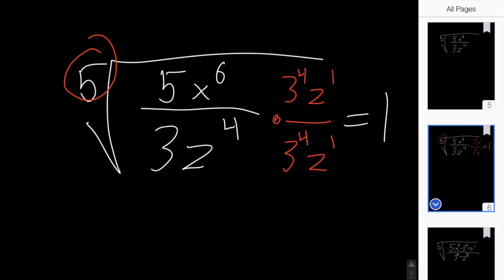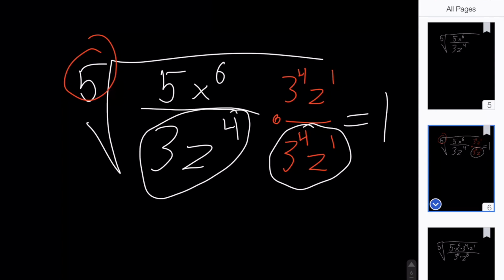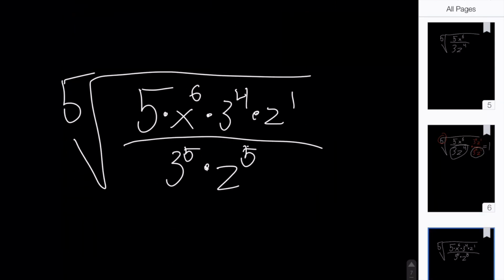So the goal of this is to combine these two terms to be 3 to the 5 and z to the 5, so that we can easily get them out of this root. So on the next slide, that's what we do. We have everything combined here. And now, similar to the first question we had, we're looking for perfect 5s.